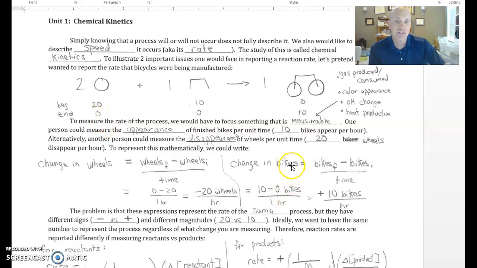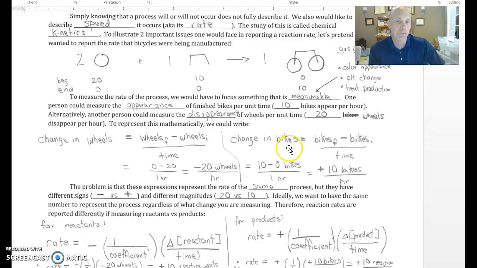All right. If we did the same thing for bikes, the big difference is that bikes are increasing over time when this process is occurring. So we end up getting a change of positive 10 bikes per hour. All right. So the problem with measuring things this way is that one person might say, hey, we've got negative 20 wheels per hour. The other person is saying positive 10 bikes per hour.